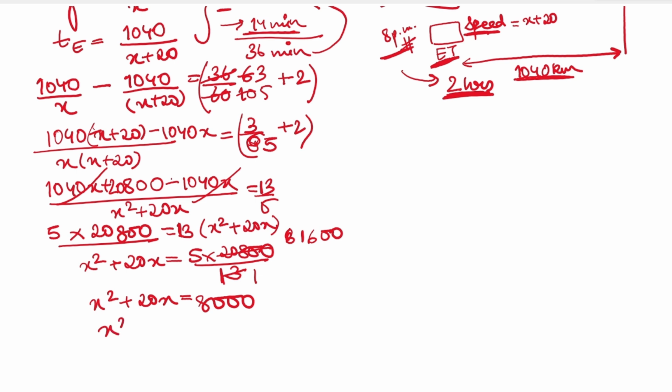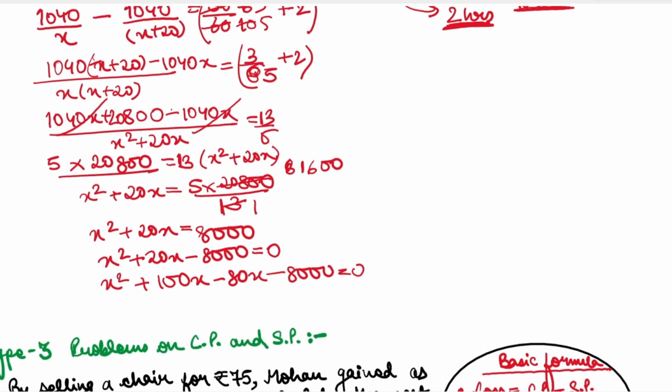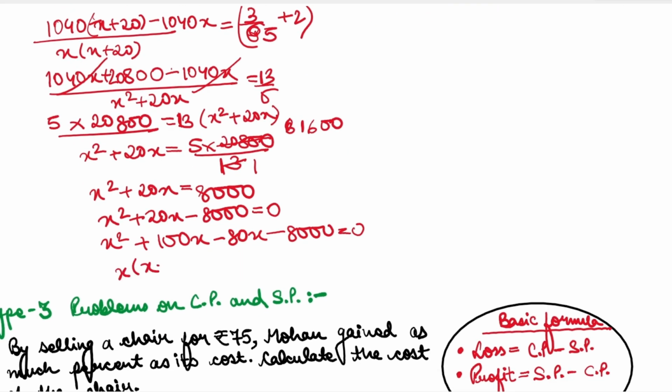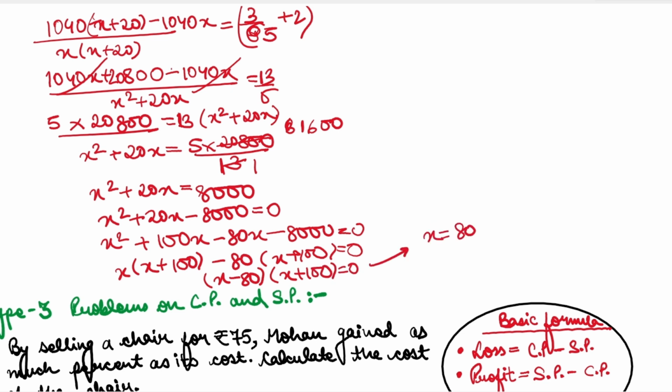Okay, so now x square plus 20x minus 8,000 is equal to 0. So you get it as x square plus 100x minus 80x minus 8,000 is equal to 0. अब अगेन हम लोग प्रूव करेंगे x plus 100 and then minus 80 x plus 100 which is equal to 0. Grouping them, x minus 80 and x plus 100 is equal to 0. Or we can write here x is equal to 80 and then minus 100 as usual. ये negative हो नहीं सकता, so we'll get x is equal to 80.